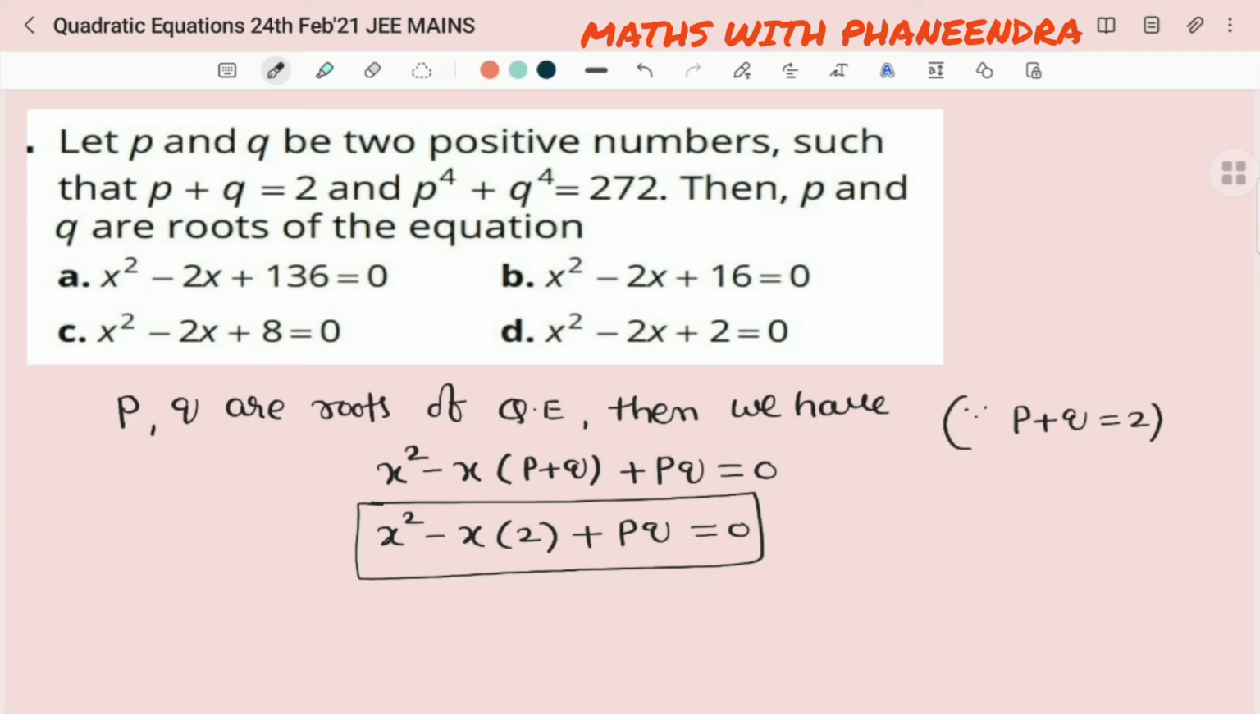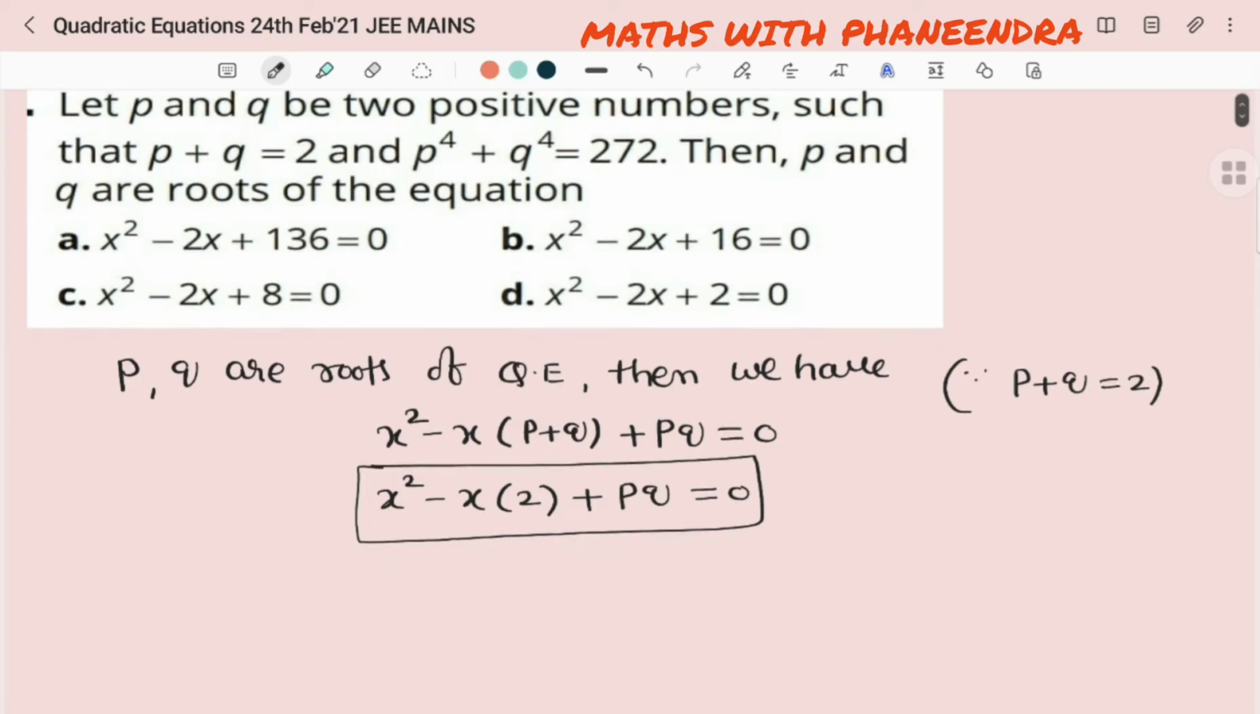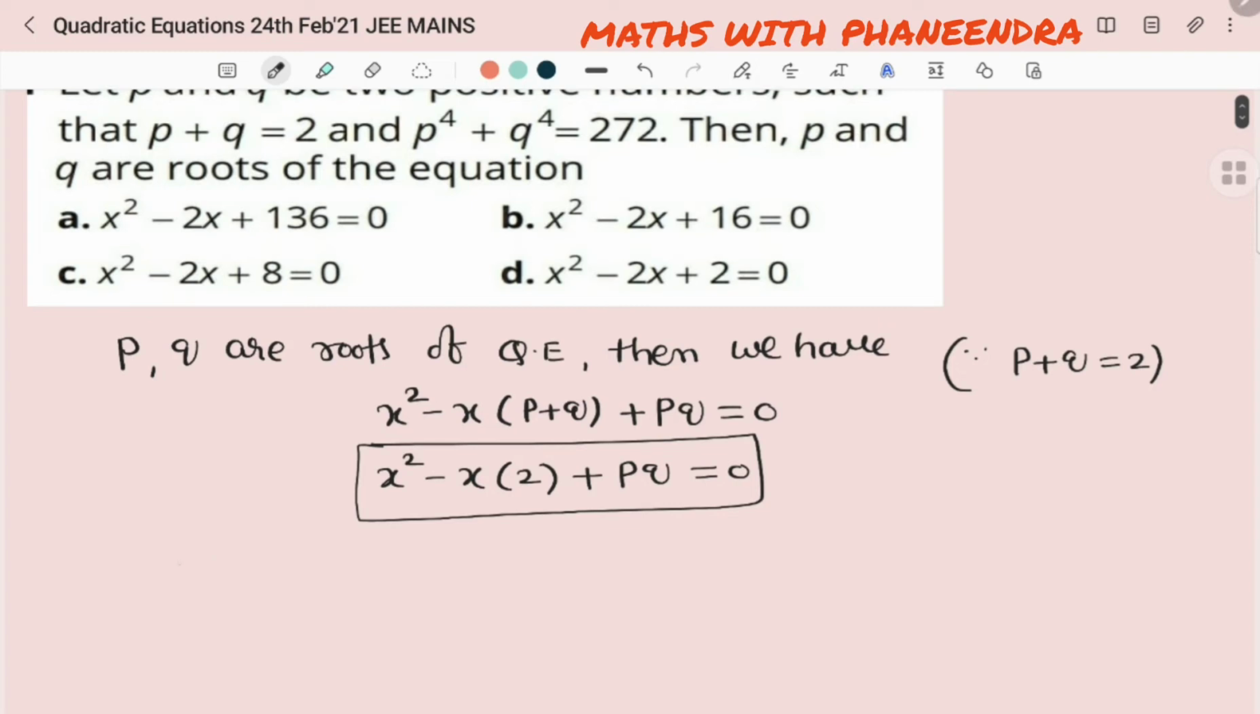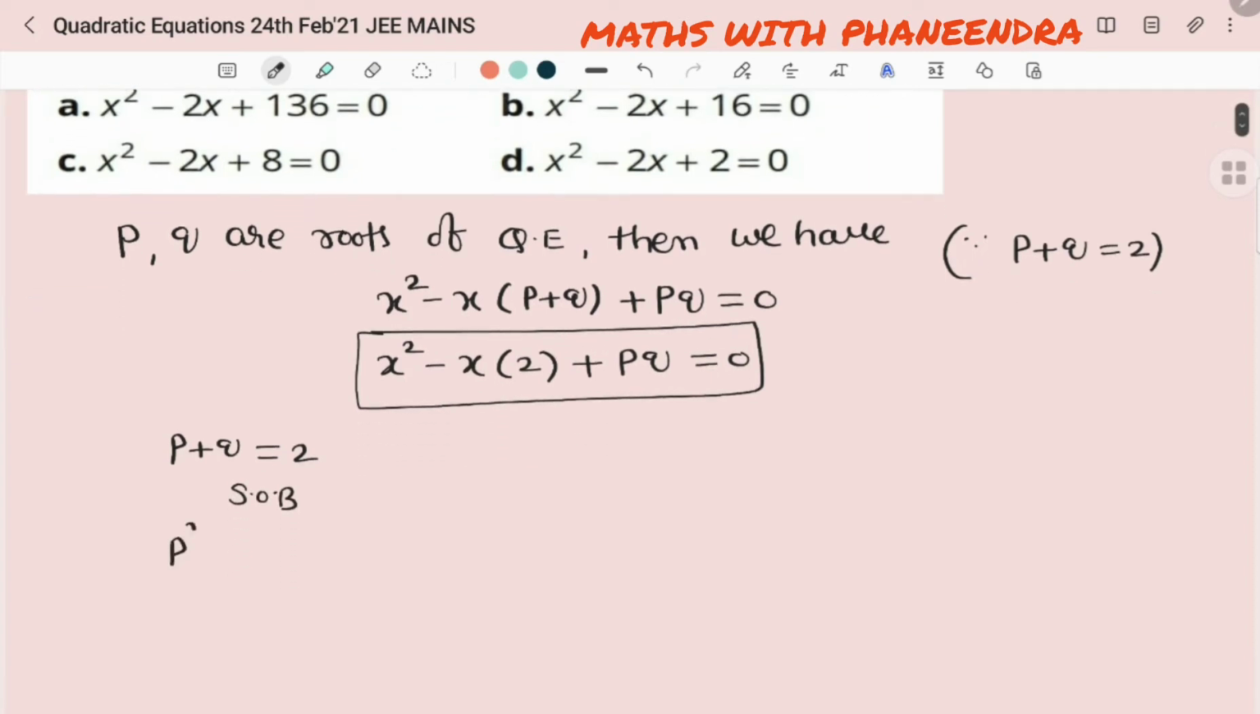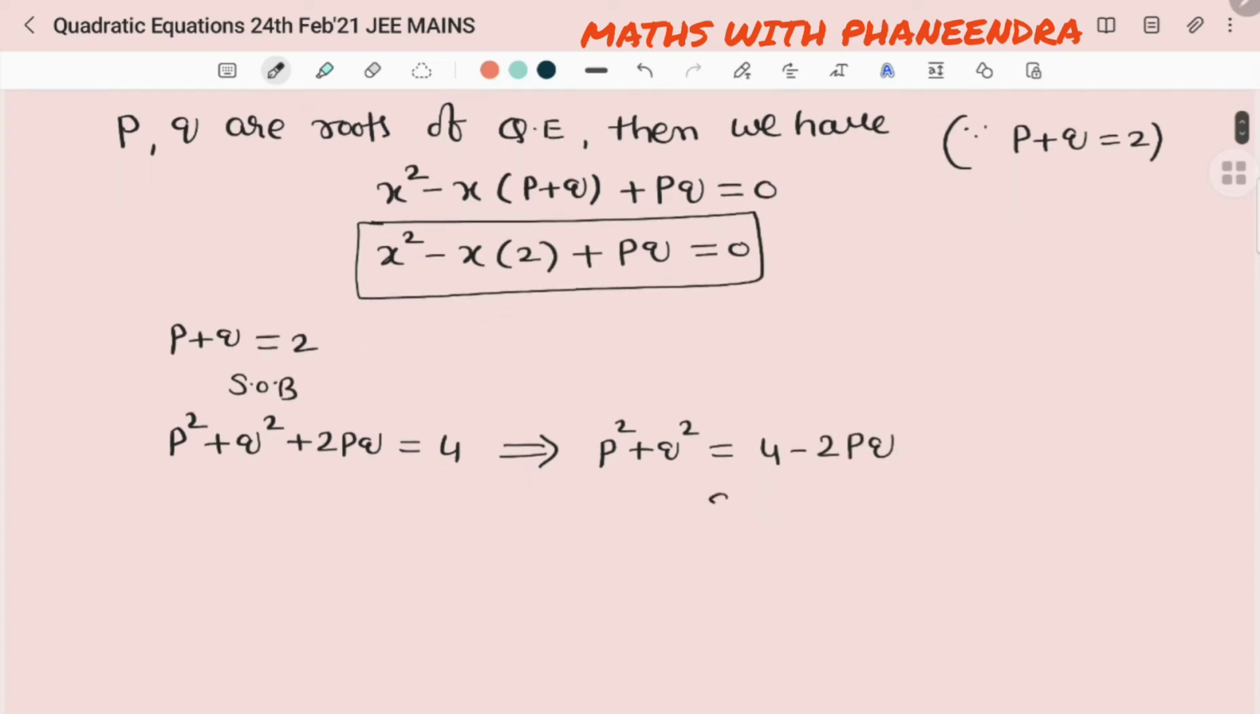So how will it come? By taking the help of the given information from the question. P plus Q is equal to 2. Squaring on both sides, it becomes P square plus Q square plus 2PQ is equal to 4. Taking 2PQ to this side, P square plus Q square is equal to 4 minus 2PQ. Again squaring on both sides, again the a plus b whole square expansion.